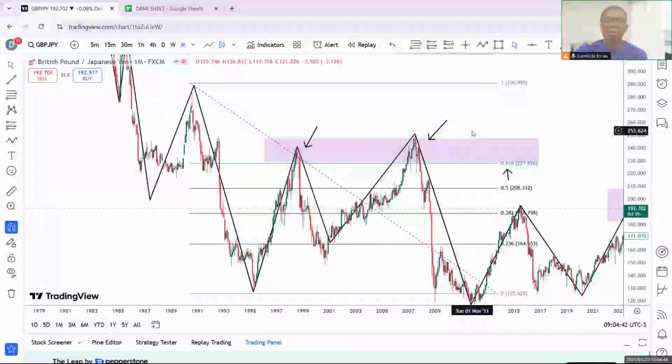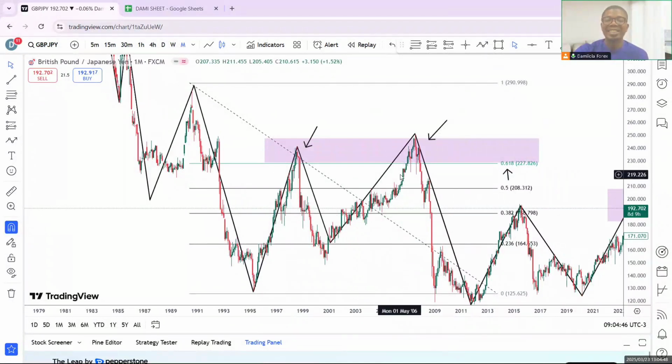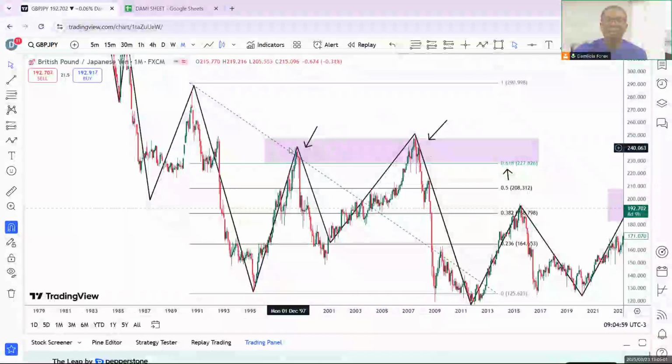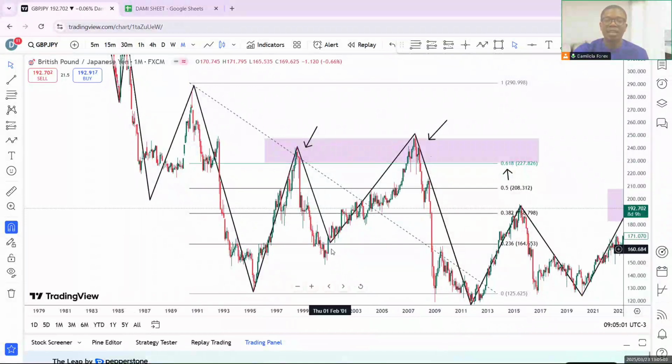However, 61.8 is a zone and not a pinpoint level. This means that even though a retracement might sometimes exceed beyond 61.8, so far as it is a retracement, it is still going to correct back into the 61.8. We saw this the first time here, and we also saw it the second time right here. The first time price got to the 61.8 zone, it corrected back inside. The second time here, it also corrected back inside.